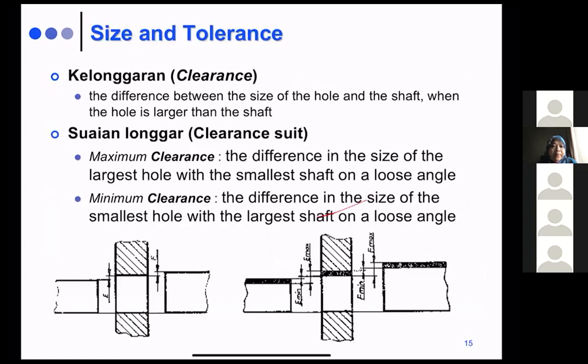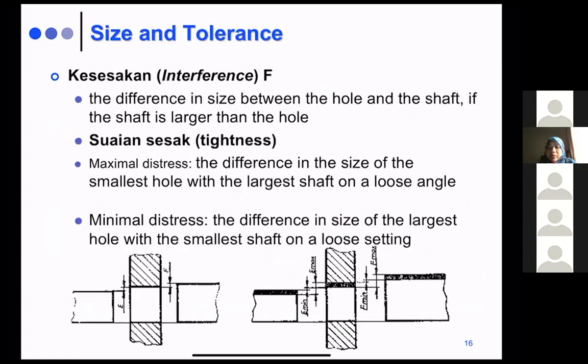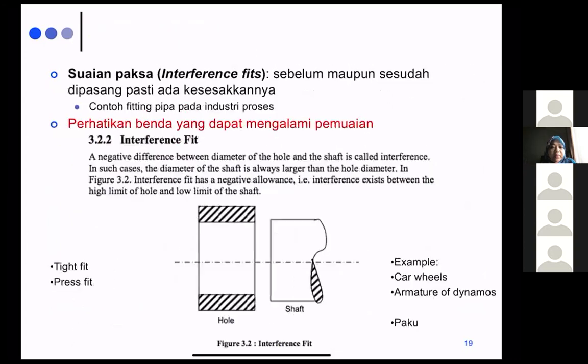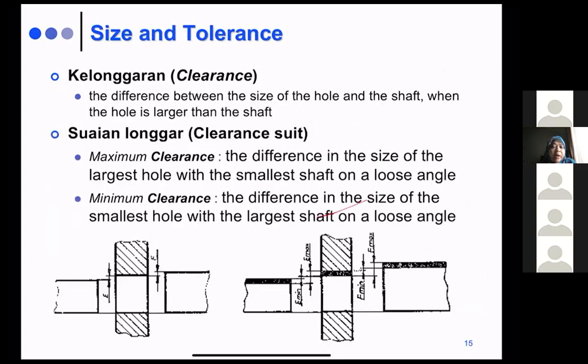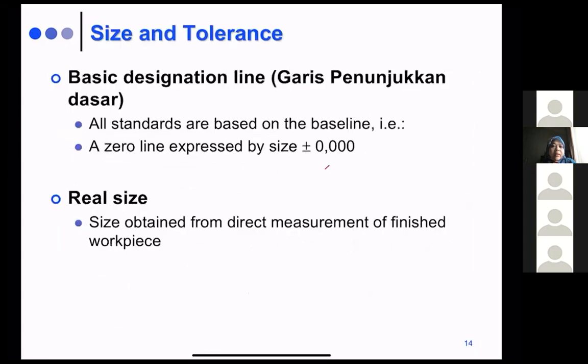Okay, so I think the ISO system would come maybe later on, but before that let me explain to you about the size and tolerance. So the real size means the size obtained from the direct measurement of a finished work piece. Like I said before, after we make the drawing, we send that to the workshop worker, and then they make it. After that we get the specimen, we measure it again and put it as the real size.